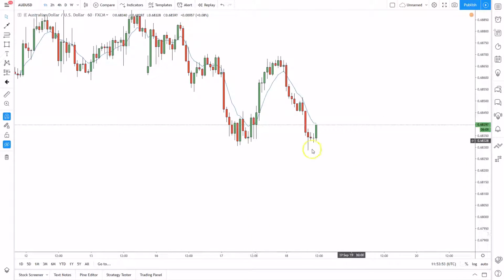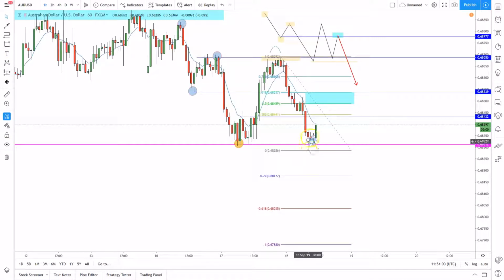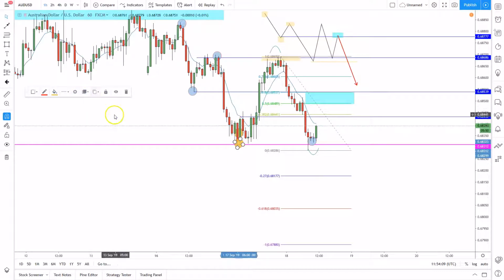For example, we have a 3-pin formation 1, 2, 3 for the retracement. Let me just bring this back up. So we have a 1, 2, 3 3-pin formation for retracement, and then what we basically do now is just play the waiting game. We'll play the waiting game to see what price does for us at these levels for a short trade.